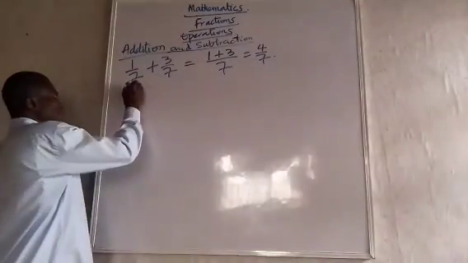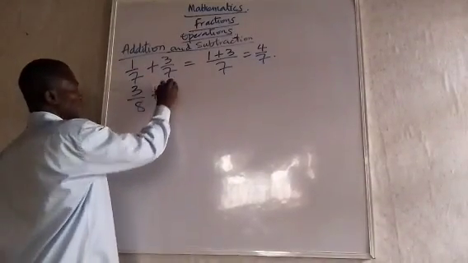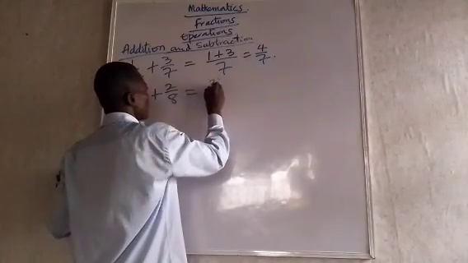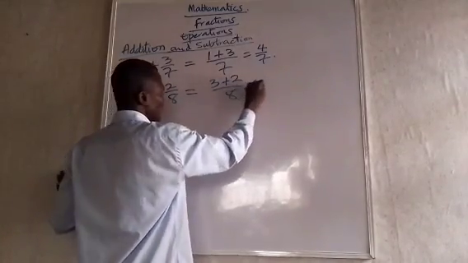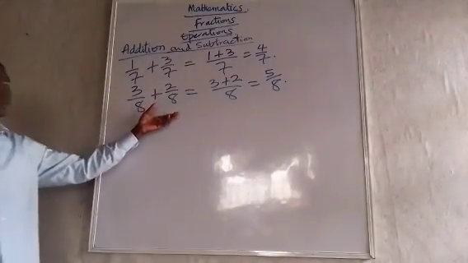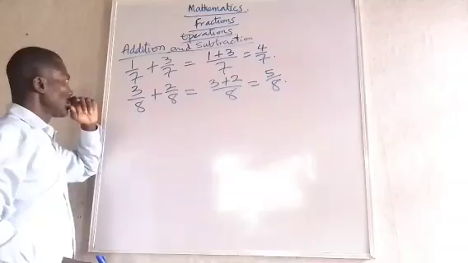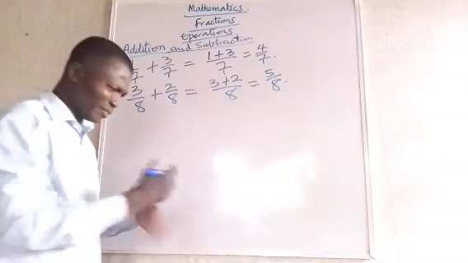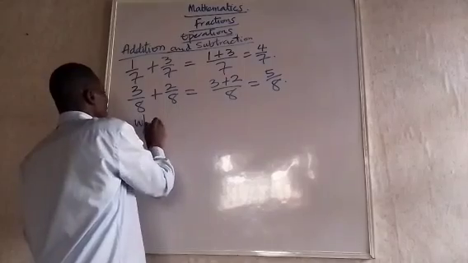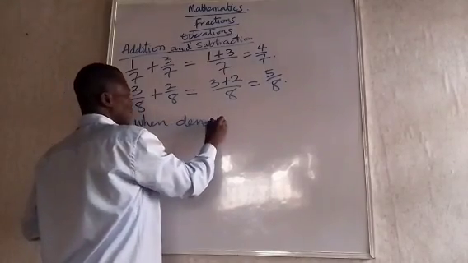Let's look at this. If I have 3/8 plus 2/8, what does that give me? It's going to give me 3 plus 2 over 8, which is equal to 5/8. Why? We have a common denominator. Now let's look at a situation where we have different denominators, and this is where we look at equal fractions.